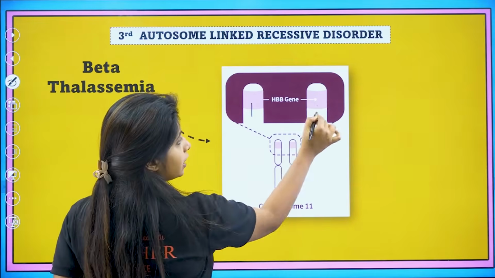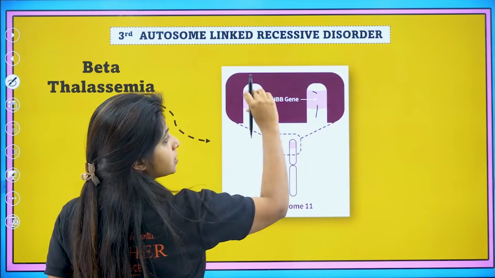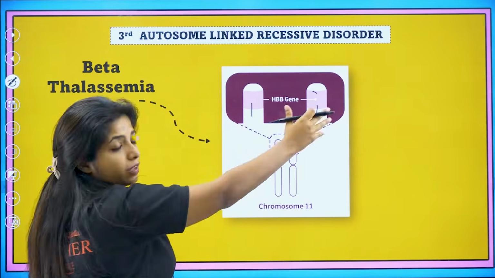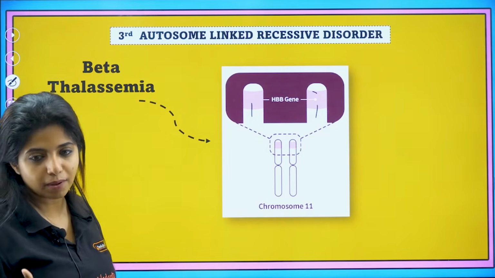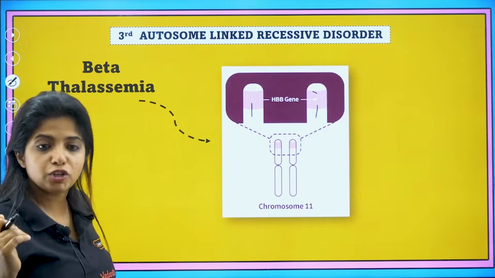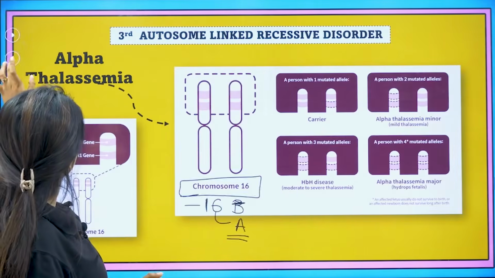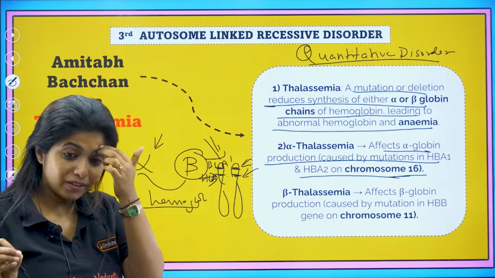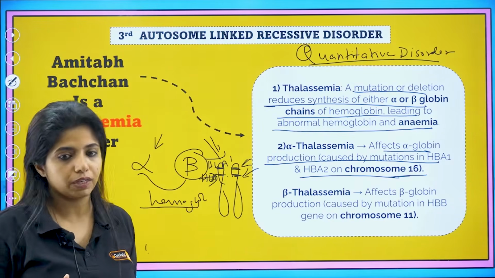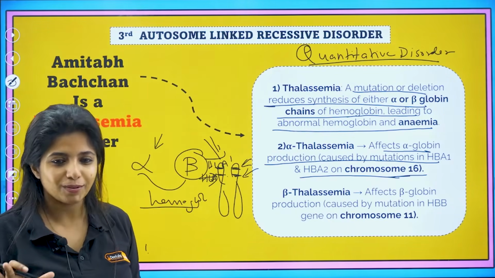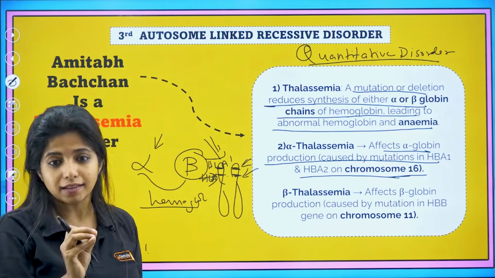HBB gene, allele over here, allele over here. Suppose this is getting mutated, still there is another. If both of them are mutated, my dear children, what will happen? You have beta thalassemia, you are a beta thalassemia major patient. So I hope you understand, it's a quantitative disorder. It's the quantity that is getting disrupted over here. If you have enough, you still survive. If you do not, you do not survive. Okay, and it is usually asked.